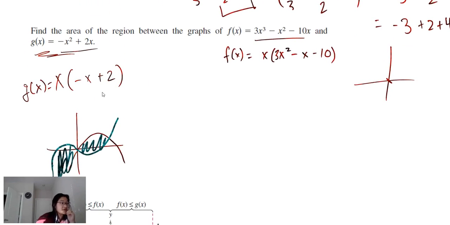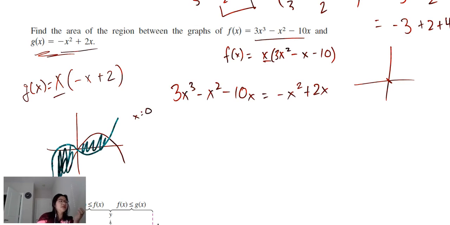And let's just verify that that makes sense. We have 3x cubed minus x squared minus 10x equals negative x squared plus 2x. And so we already know that x factors out of these, so we're just going to factor that out and say that x equals 0 is going to be an intercept. So we have 3x squared minus x minus 10 equals negative x plus 2.